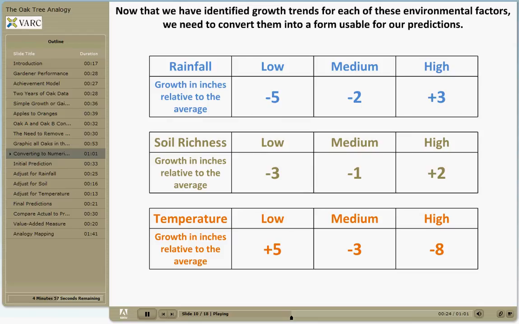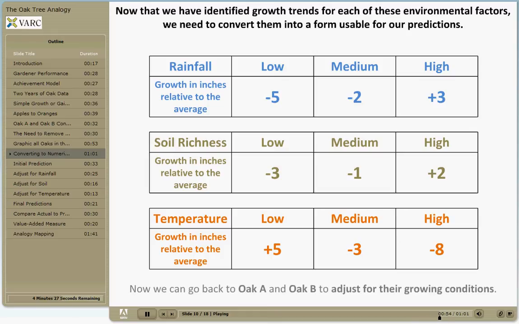For example, based on our data, we found that oak trees that experienced low rainfall tended to have 5 fewer inches of growth compared to the average growth of oak trees in the region. Trees with medium rainfall tended to have 2 fewer inches of growth compared to the average. Trees with high rainfall tended to have 3 more inches of growth compared to the average. We calculate these numerical adjustments for all environmental conditions to summarize the trends from the data.